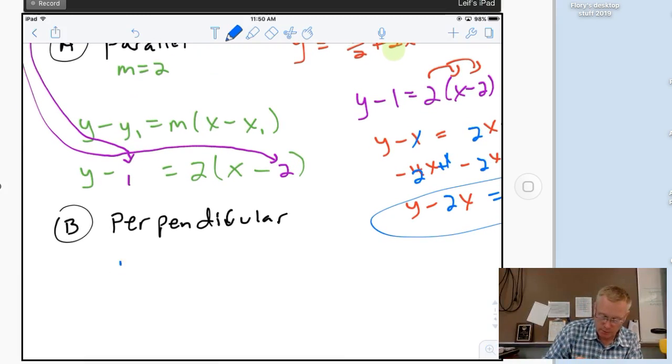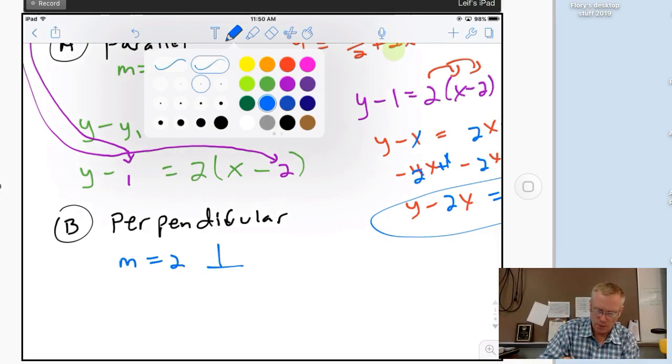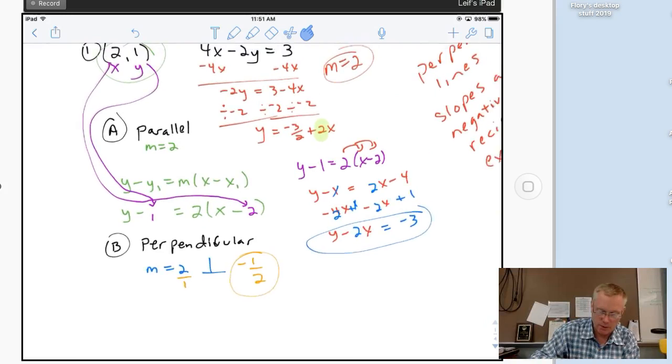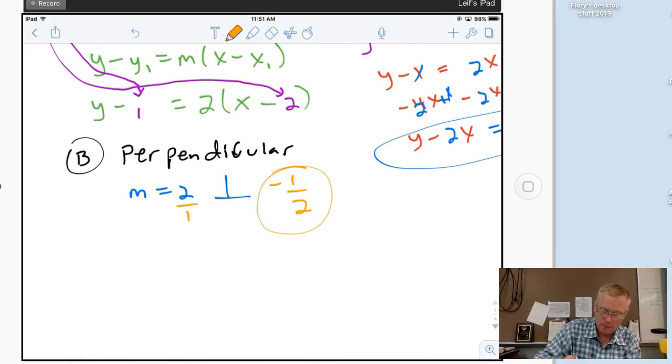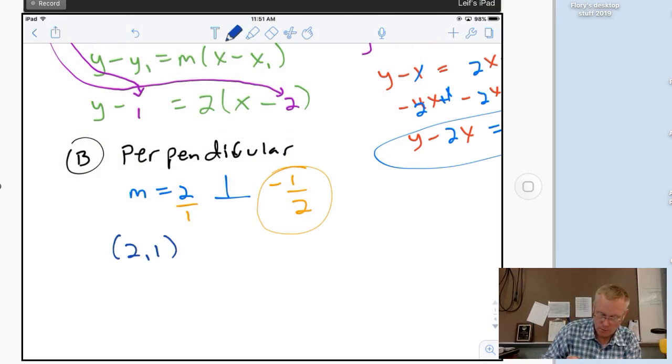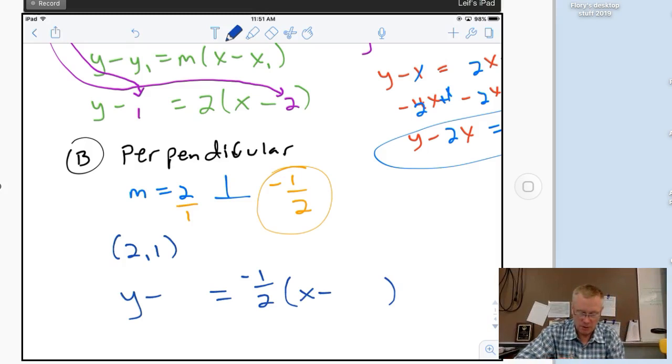If it's perpendicular, if my slope originally was 2, then perpendicular, that's the perpendicular sign, the upside down t there, will be what I get when I flip the slope upside down and change its sign. So this will be the new slope, okay? Now I also needed to go through that same point, 2, 1. So I'm going to pop the point 2, 1 in as well. So once again, y minus y1 equals m, my new slope goes here, times x minus the x coordinate.